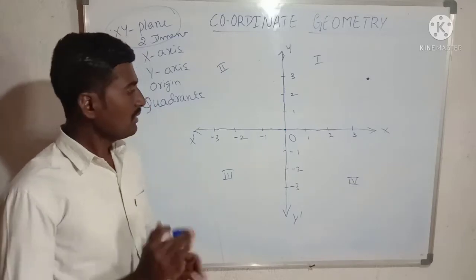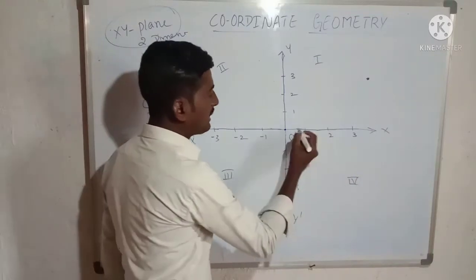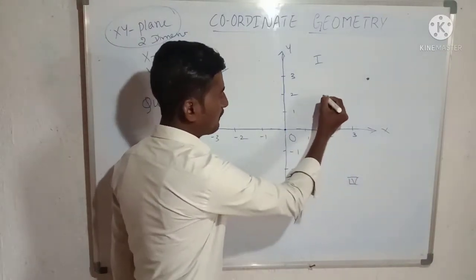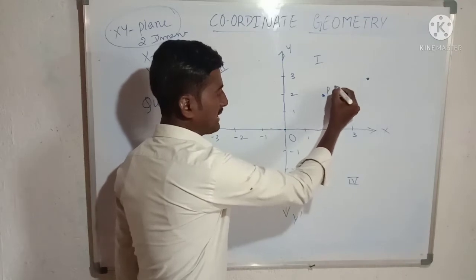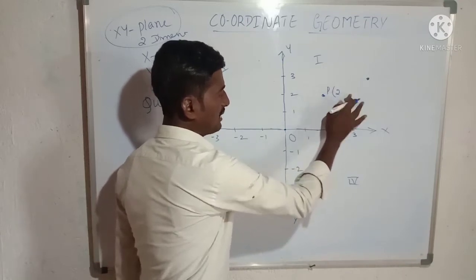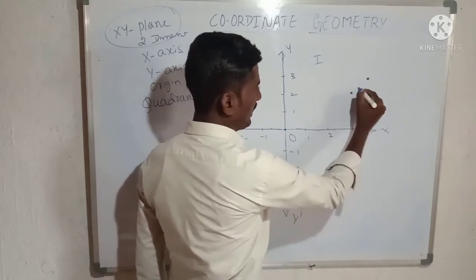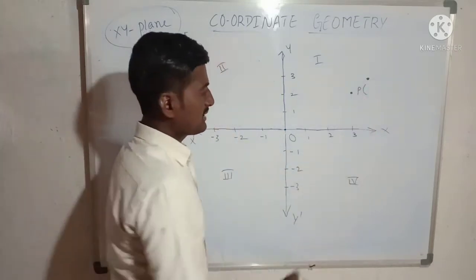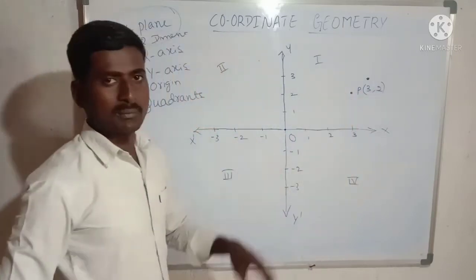Okay. Now, I will consider a point. I will take one point here. This is the point. Now, I will write this point as (2, comma. Otherwise, I will take the same point here, point P. This I will write as (3, 2). Why have I written 3, comma 2?